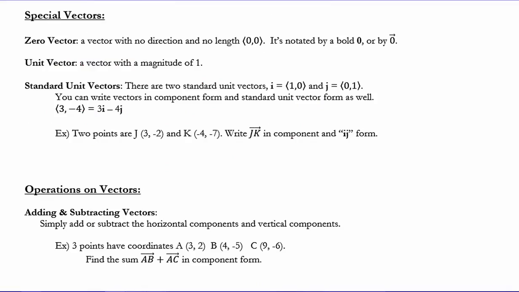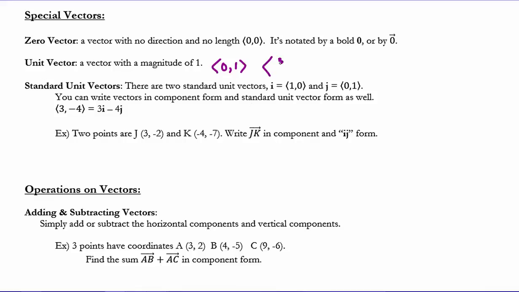Now, there are some special vectors. There's a lot of special vectors, but there's some special ones. A couple special vectors, one of which is the 0 vector. The 0 vector is a vector with no direction and no length. It's 0, 0. You'll see it notated by a bold 0 or a 0 with an arrow over it. A unit vector is a vector with a magnitude of 1. Now, there's lots of unit vectors, so one example might be an easy one, 0, 1. That would be a unit vector.